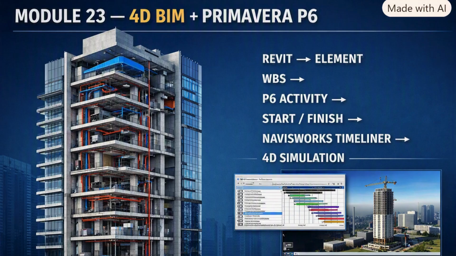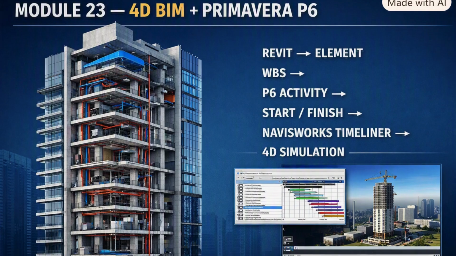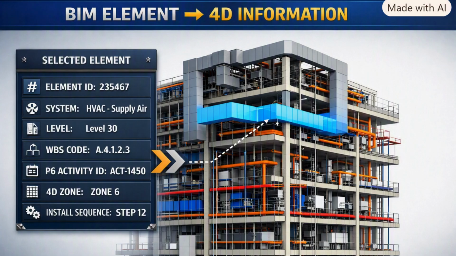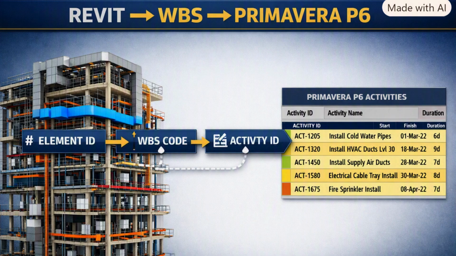We will start with Revit MEP elements, map them to WBS and Primavera activities, assign plan dates, and then bring the model and schedule together inside the Navisworks TimeLiner. Federated G+50 MEP model. The objective is not simply to visualize the building.